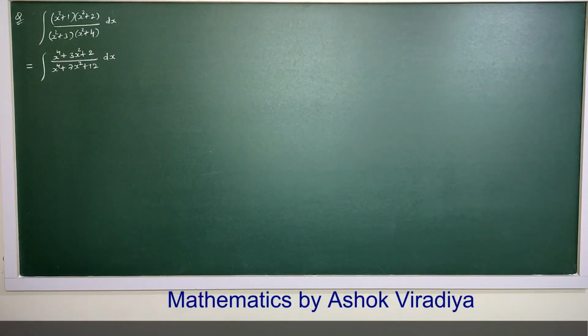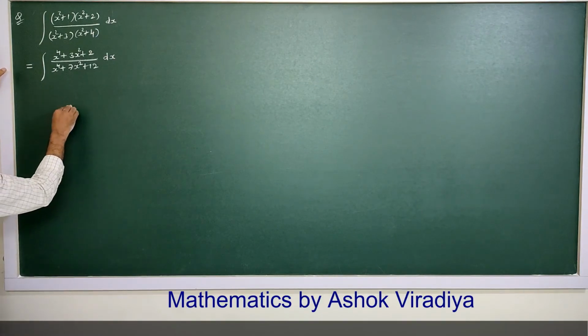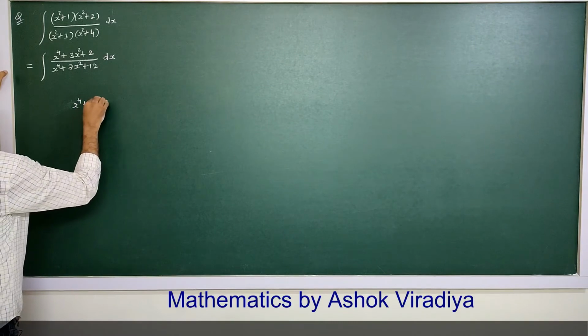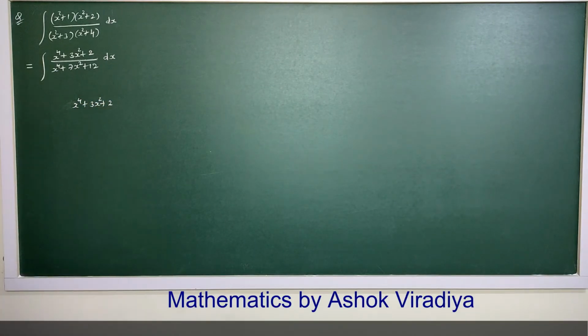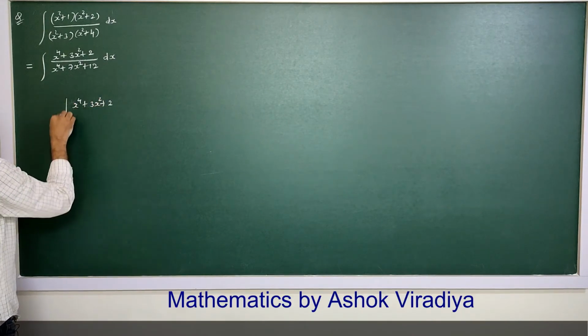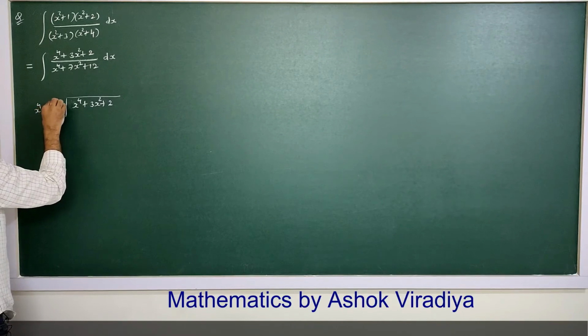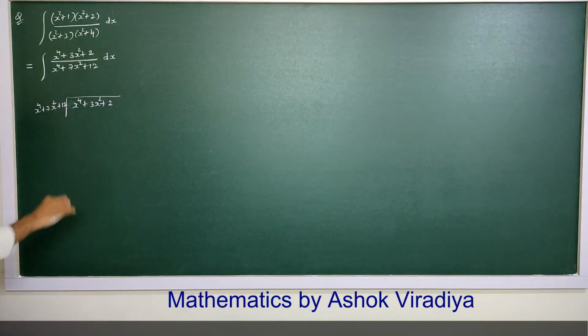So this is expansion. Now the degree is the same, so we are taking division. So (x^4 + 3x^2 + 2) upon, divide by (x^4 + 7x^2 + 12).